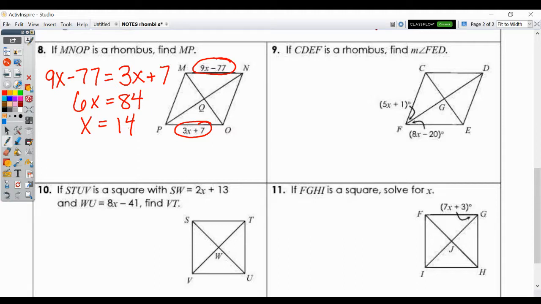And then it wants MP, so it wants this side right here, right? If you find either one of these sides, we know that all four sides of a rhombus are equal, so I can plug 14 into right here. So 3 times 14 plus 7 is going to equal 49. So that means all of these sides are 49, so that means MP is also going to equal 49.